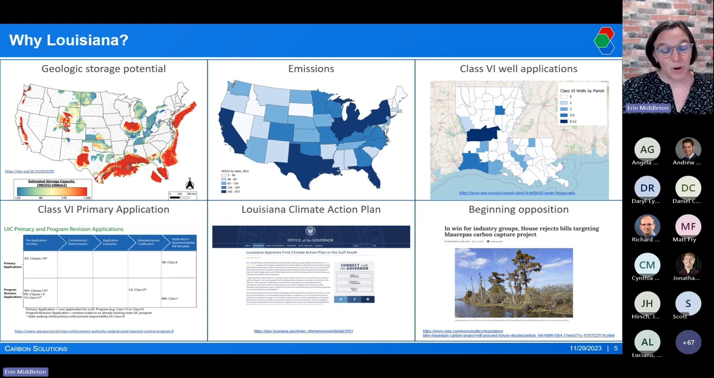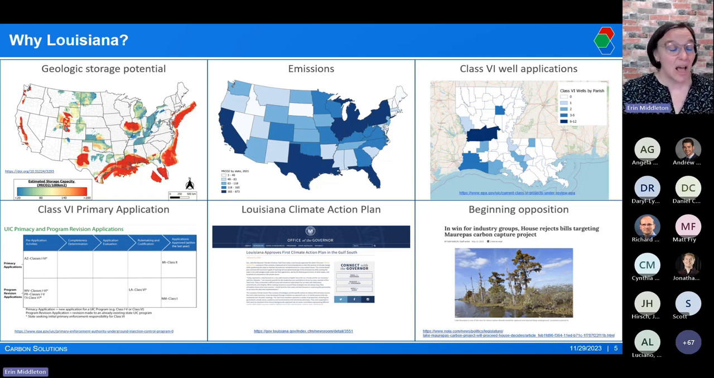Some states are wanting to get primacy. This means they have to meet or exceed the standards that the EPA has for allowing Class 6 wells. But instead of having the entire United States as your list, you would have those within your own state. One of the things that Louisiana has done is solicit information from the public as to how to have primacy for Class 6 wells, and there's some legislative support and other support in the state for doing this. So this means not only do they have storage potential, emissions, and Class 6 well applications, but there's also the appetite to try to approve Class 6 wells within their own state.